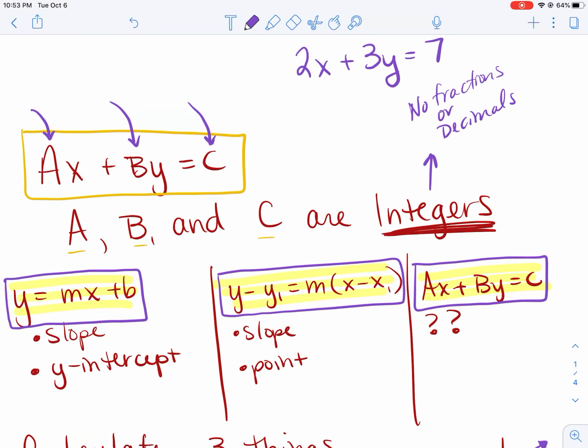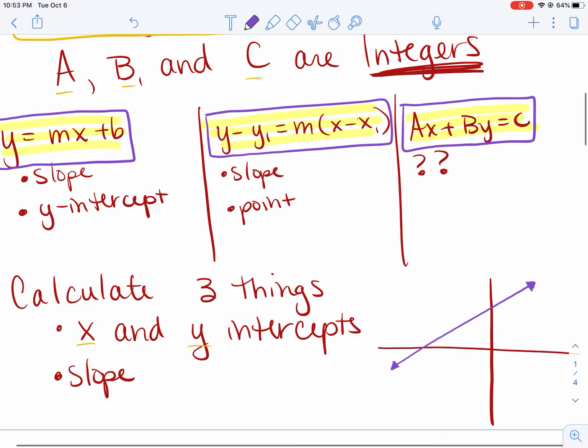Remember that with slope-intercept form, we were given the slope and the y-intercept. We could see them in the equation. With point-slope, we could see the point, and we could see a slope. With standard form, we don't get anything. You see nothing at face value. So when you look at that equation, you actually don't know anything about the line. But you can use it to find things, to calculate things, which is what we're going to use it for.